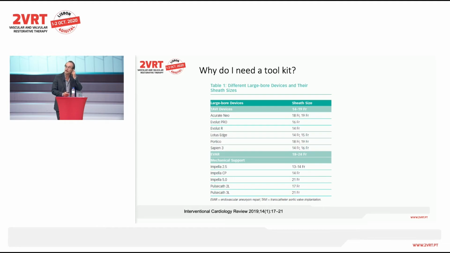When you look at TAVIs, the sizes go up to 20, 22 French. If you go to Impellas, depending on the models, you also go to around 20s French size, which is holes of 6-7 millimeters in diameter. Big holes. And big holes come with big problems.